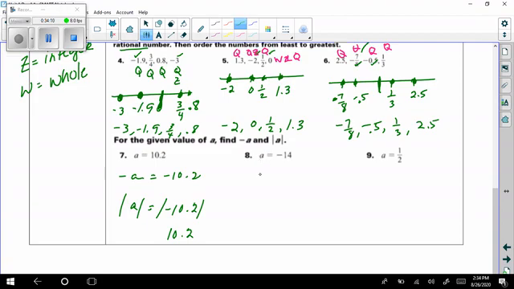And 8. I want negative A, which would give me the opposite of that, so negative 14. Negative A is going to be equal to, negative makes a positive, so it's 14. Absolute value of A is equal to the absolute value of negative 14. So the absolute value of A is equal to 14.